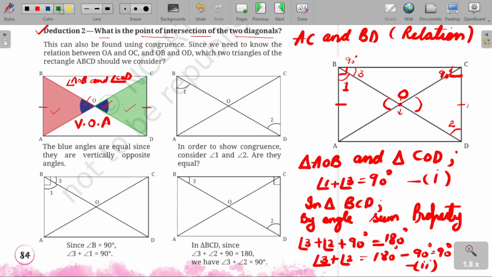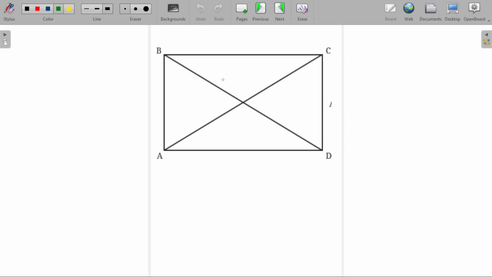First thing that we have is angle 1 and angle 3 is 90 degree, and secondly angle 3 plus angle 2 is 90 degree. This is the second thing. Okay, then showing you broadly, see, this is angle 1, this is angle 2, and this is angle 3, and this is angle 90 degree. This is angle 90 degree.